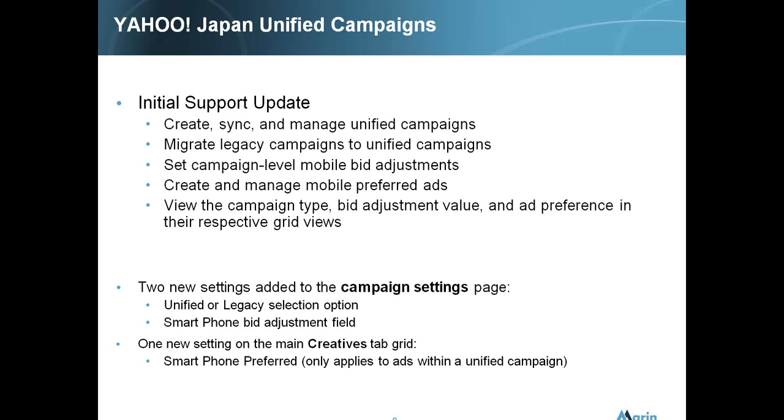A few of the platform changes that you'll see are that in the campaign settings page, you'll now be able to select unified or legacy, and there's also a smartphone bid adjustment field. In the Creatives tab settings page, you will also see a smartphone preferred option for your creatives. So again, very similar support as our enhanced campaign support. We've just now made a lot of the updates available to Yahoo Japan's unified campaigns.